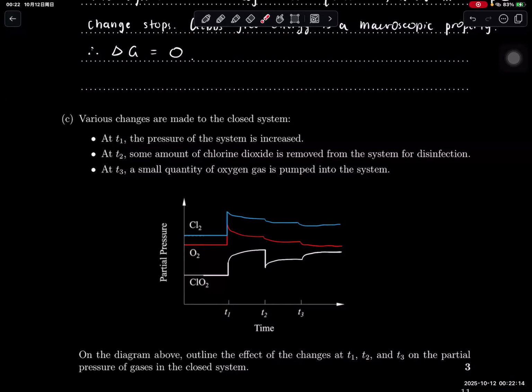And then at T2, some amount of chlorine gas is removed. That's why this is a big change. At T3, a small quantity of oxygen gas is pumped into the system.